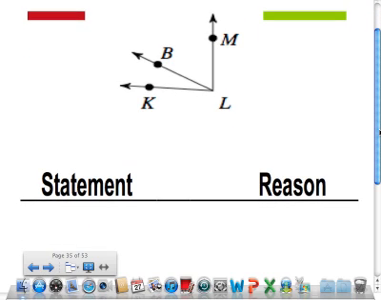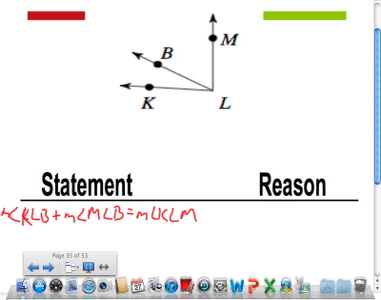Okay, so here I can use the angle addition postulate. So the measure of angle KLB plus the measure of angle MLB equals the measure of angle KLM, the whole thing. The reason, angle addition postulate.